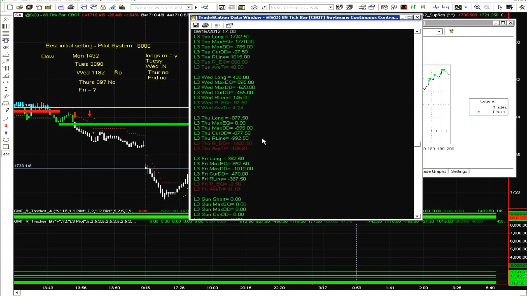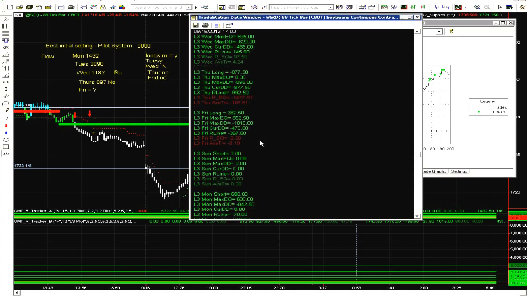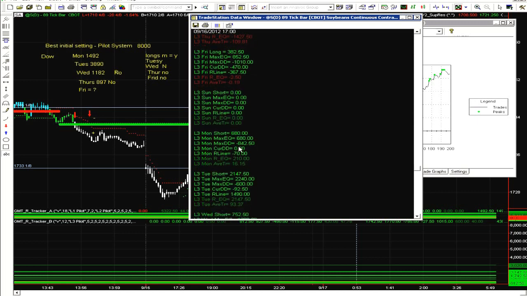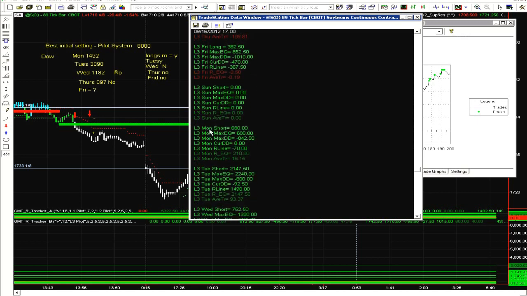Okay, so quickly we were able to determine that basically longs Monday, Tuesday, everything else is off. All right, so let's have a look at the short side. This is where things are going to get interesting. So on our short side, just quickly using the system performance tracker, we've got 680 on the short side. Current drawdown is 0. So we've only got a $16.15 average trade net profit. We haven't got a current drawdown. We've had a max drawdown of 842. Current equity 680. Do we trade Monday shorts?